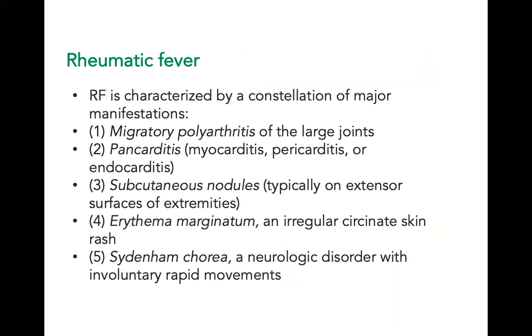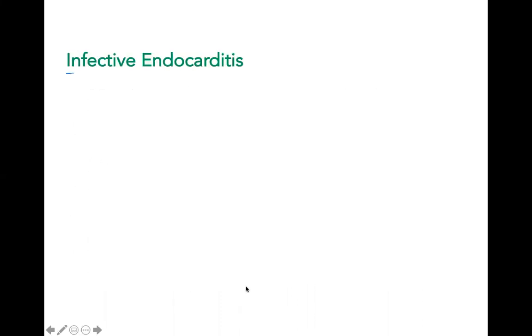So, rheumatic fever is characterized by a constellation of manifestations because, as I have mentioned earlier, this is a multi-system, immunologically mediated disorder. All right? So, it can be migratory polyarthritis, pancarditis, meaning myocarditis, pericarditis, and endocarditis throughout the transmural portion of the heart. We also have subcutaneous nodules, erythema marginatum, Sydenham chorea. Okay? A neurologic disorder with involuntary rapid movements.